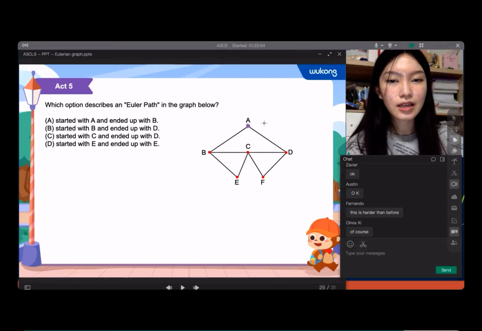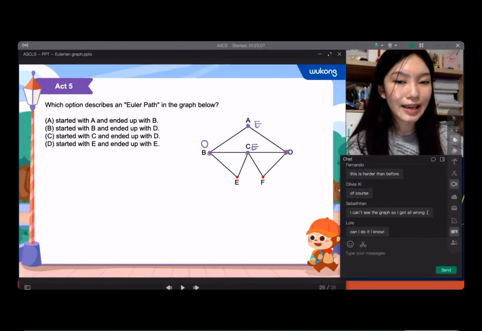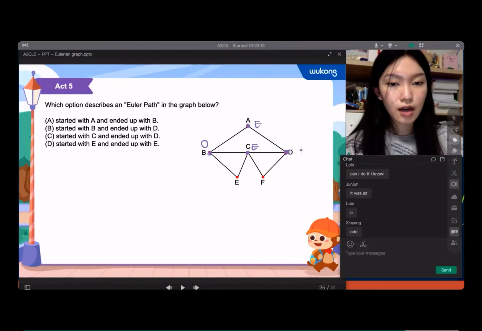So let's start from A. This one is an even node, okay? And this one is 1, 2, 3, 3 edges, odd node. C, 1, 2, 3, 4, even. Now someone help me with D. How is this an even or odd node? Odd, yes, good job. What about F?